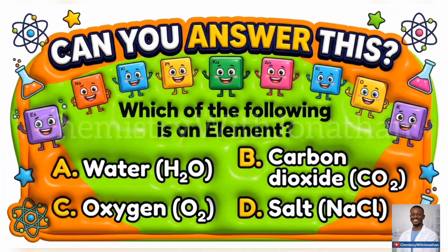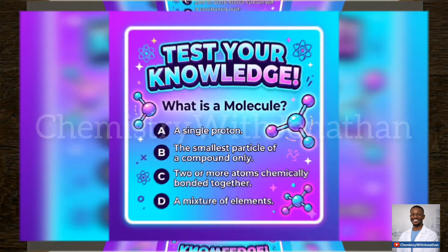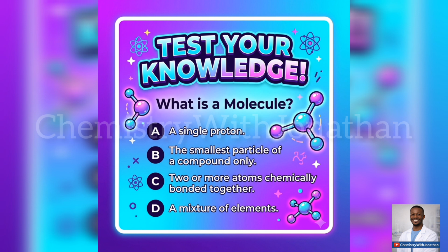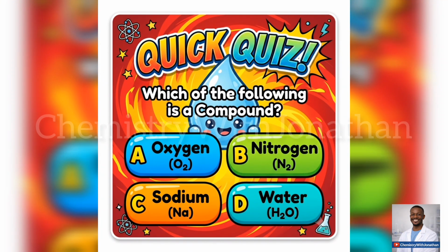Question 2. Which of the following is an element? A. Water. B. Carbon dioxide. C. Oxygen. D. Salt. Question 3. What is a molecule? A. A single proton. B. The smallest particle of a compound only. C. Two or more atoms chemically bonded together. D. A mixture of elements. Question 4. Which of the following is a compound? A. Oxygen, B. Nitrogen, C. Sodium, D. Water.